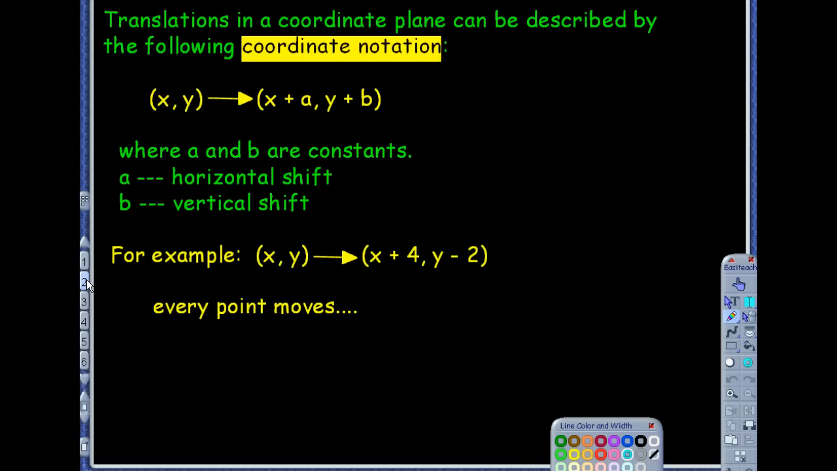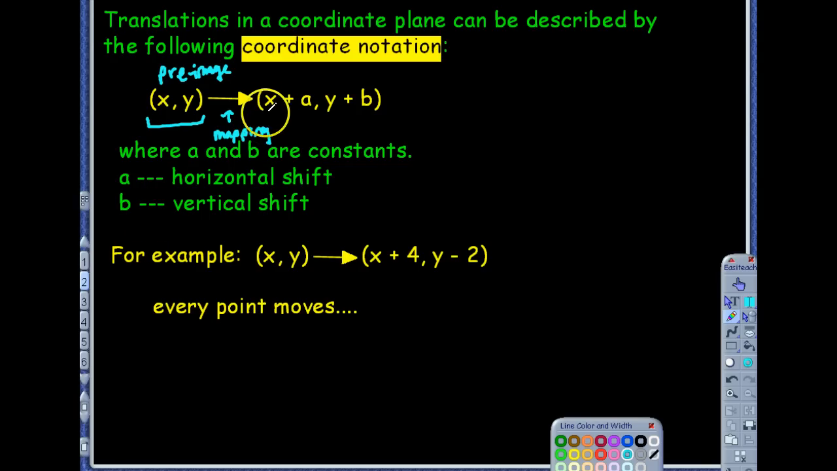We've got a couple different notations we're going to take a look at today. The first thing we're going to focus on is our coordinate notation. A translation in a coordinate plane can be described using what we call coordinate notation. Notice that we start with an x comma y, and that's your pre-image. And we have an arrow. This arrow is just telling me how it maps. So this is describing the mapping, where it's moving to, how much, and things like that.